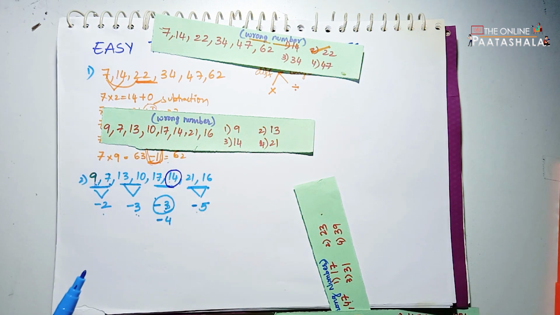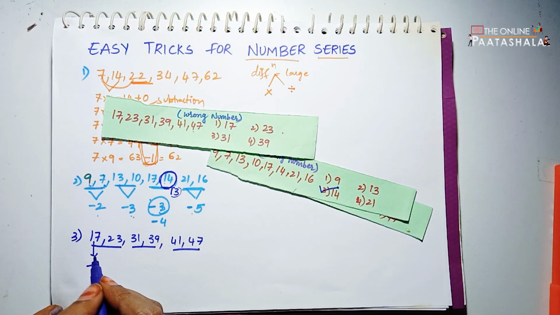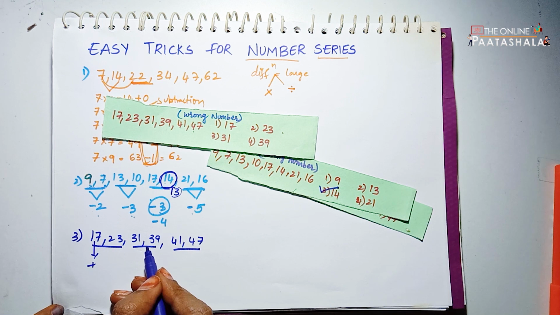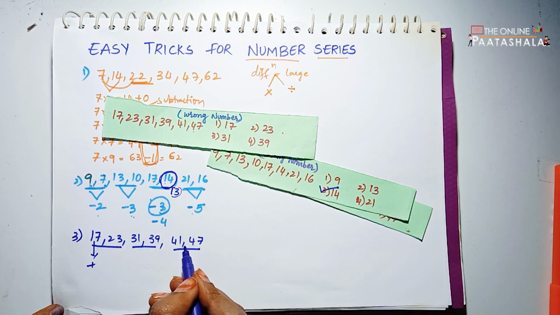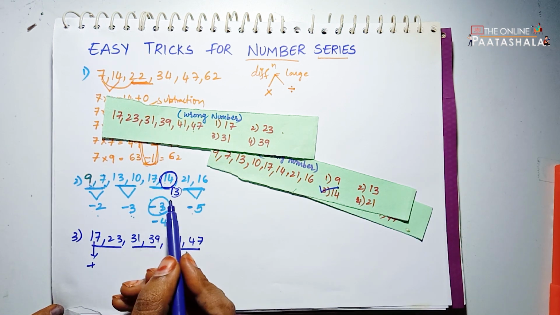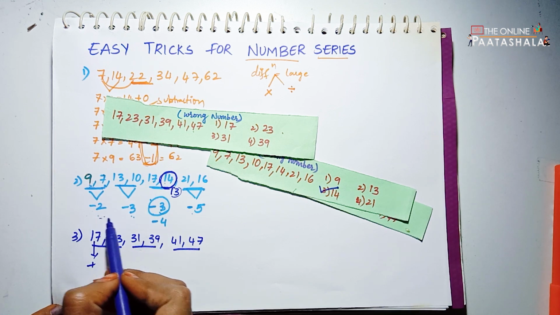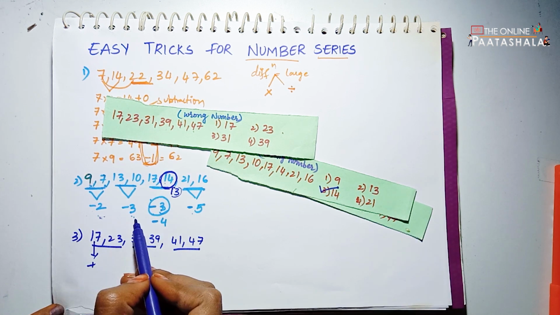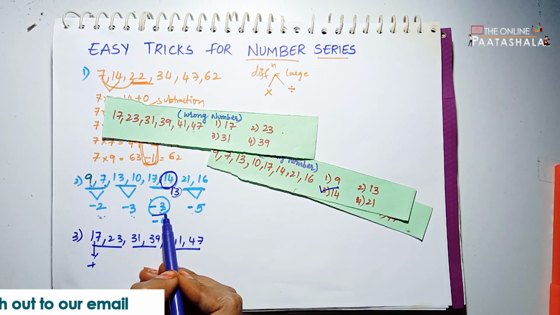Which one is the wrongly placed one? The question is 17, 23, 31, 39, 41 and 47. So the last one, how is it there? Here it should be formed in a series: minus 2, minus 3, minus 4, minus 5. Here it is wrongly placed.